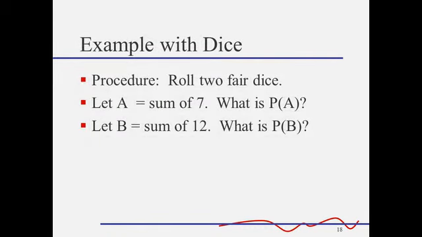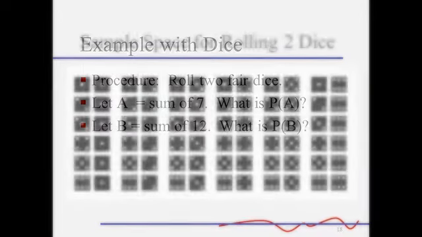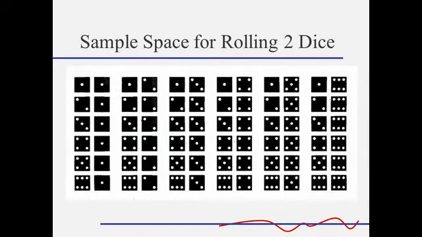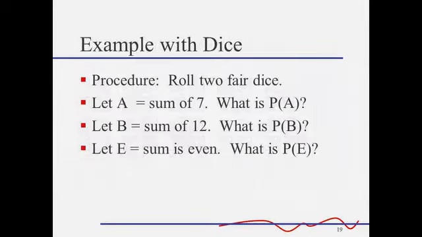What is the probability we get a sum of 12? Let's look at the sample space again. There is only one way to get a sum of 12, so the probability of getting a sum of 12 is 1 over 36. What's the probability that the sum is even?